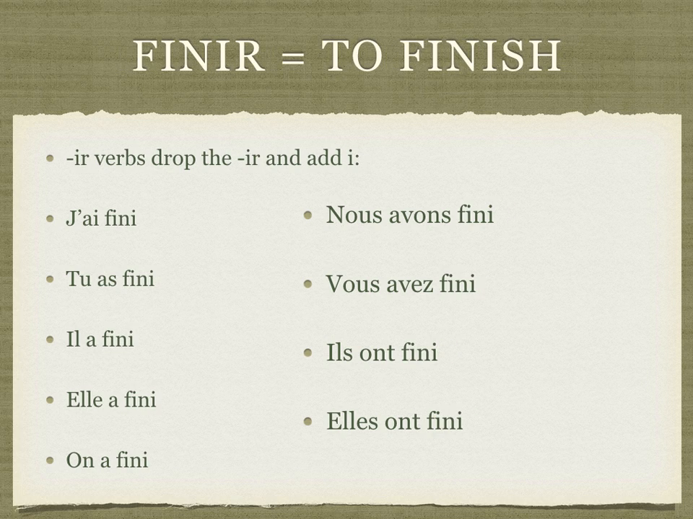An IR verb like finir works the exact same way. We have our conjugation of avoir. We have an IR verb. We take our infinitive, finir, drop the IR, and add an I. Leaves us with fini. J'ai fini, tu as fini, il a fini, elle a fini, on a fini, nous avons fini, vous avez fini, ils ont fini, elles ont fini.